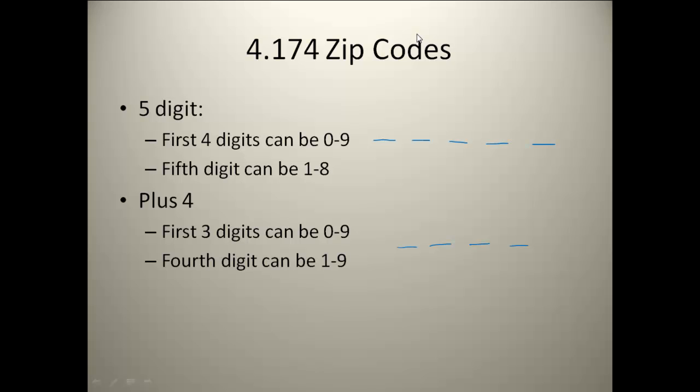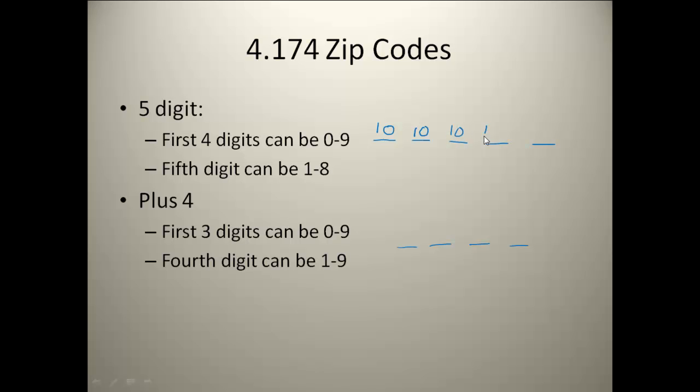4.174 was dealing with the zip codes. And the first thing they did, they want you to look at the 5-digit zip code. And the first 4 digits can be anything from 0 to 9. So for our first digit, we have 10 options. For our second digit, we have 10.